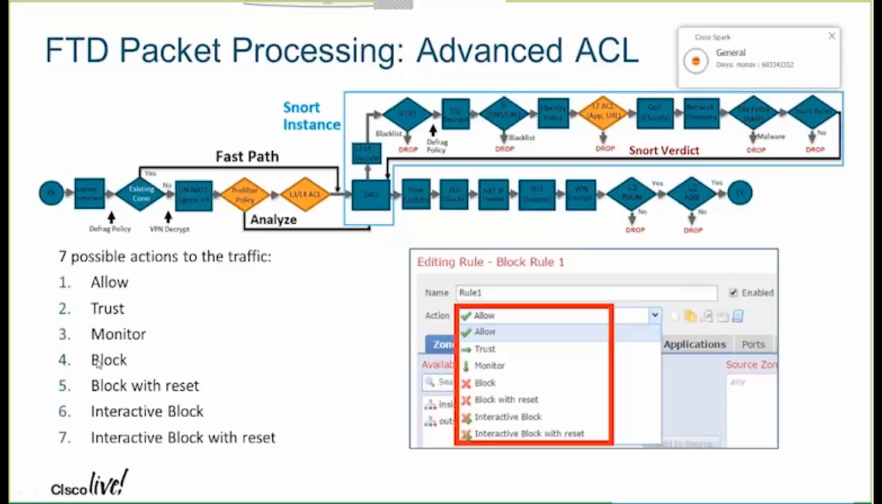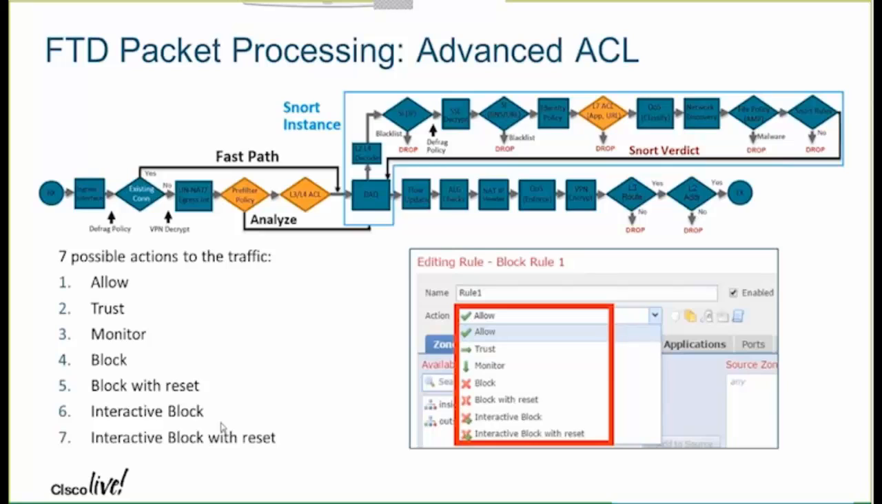And the next action is block. Block is pretty straightforward. We just go ahead and deny the traffic in this case. Block with reset is, yeah, we deny the traffic and we send a reset back to the source as well. And an interactive block is a condition wherein we basically give a warning page to the end user stating that you're not supposed to be accessing that specific resource.